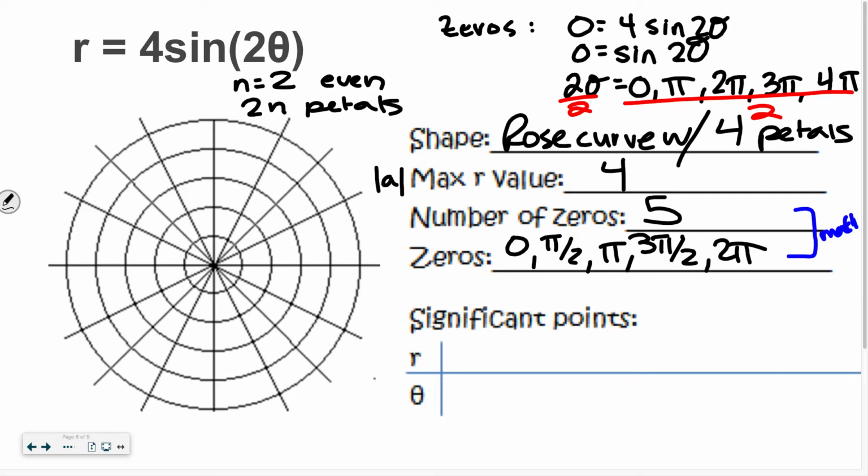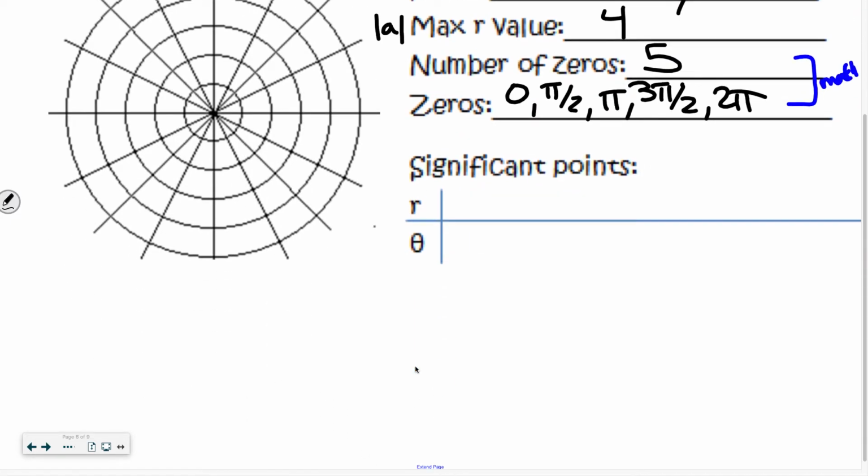Okay, now in the significant points, I'm going to do a little bit similar to the circle. I'm just not going to do all those points because that's a lot to do in a table of values. So we're just going to make one petal. To make one petal, you can pick any 2 zeros, but I always pick the first 2 zeros. So I'm going to put 0 and pi halves in. Put whatever's exactly in between them, which Dylan is saying is pi fourths. Okay. These, of course, give me zeros.